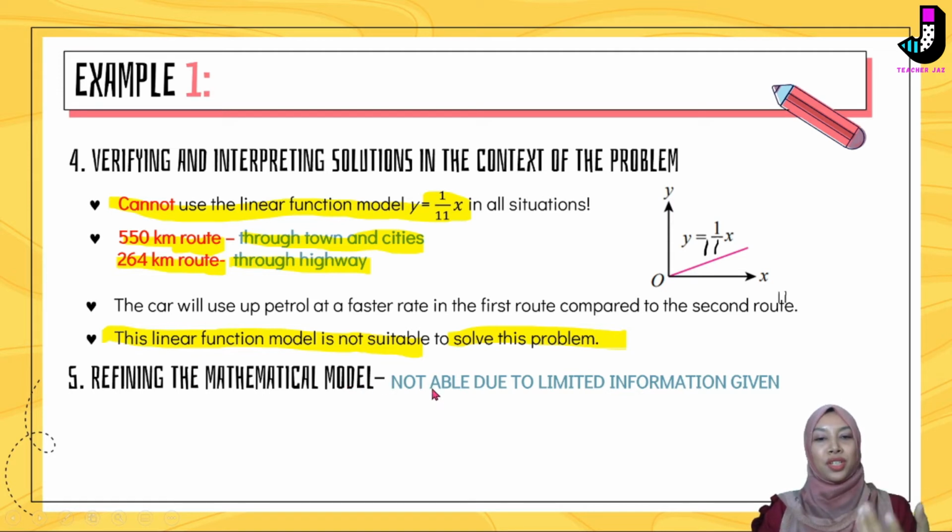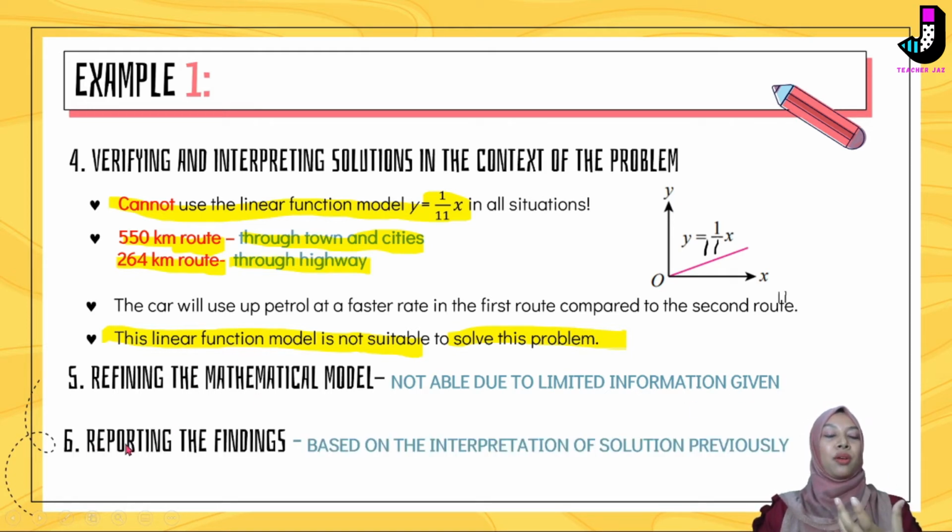But for this question, we are not able to, due to limited information given. So you can write down the report regarding what you have from the steps that you have done, based on the interpretation of the solution previously. That's all done.